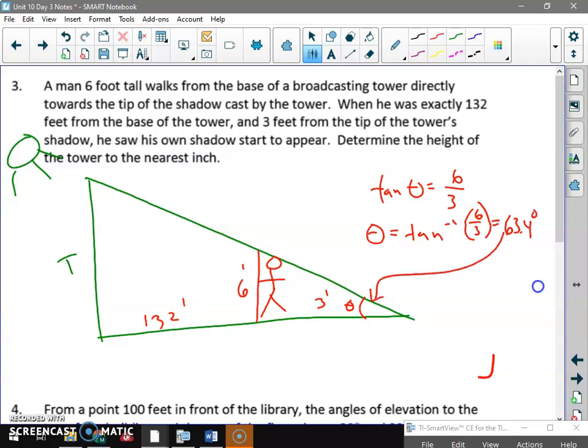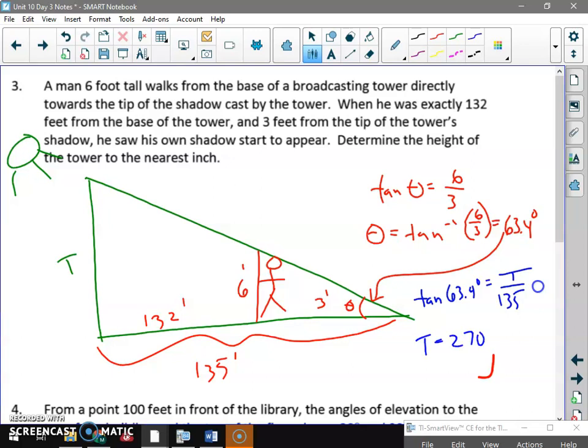That goes right there. Now we need the whole side on the bottom, which would be 132 plus 3, or 135. We're now going to create an equation almost like we did the other day. Go from ratio to angle, back to ratio. Tan of 63.4 equals T over 135. T equals 270 feet.